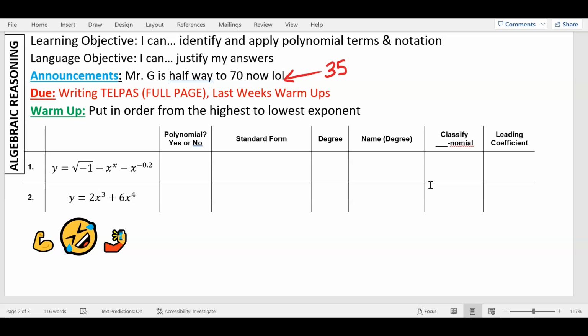But what we're going to do is not this. That's not supposed to be there. But we are going to fill this out, kind of like yesterday, and the notes from yesterday and the day before. Is this a polynomial?